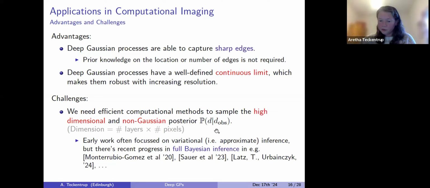A lot of the early work focused on variational inference, so getting approximate inference methods. But there has been recent progress in doing the full Bayesian inference setup as well, so really doing sampling and targeting the true posterior rather than an approximation. And I've given you some references here, and that's particularly what we do in our paper as well.